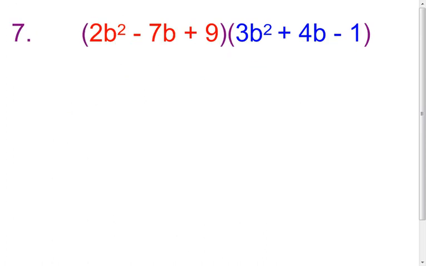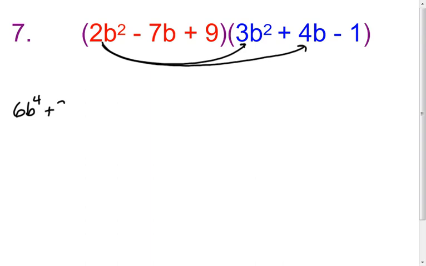All right, and lastly, again, same kind of concept here. I actually have two trinomials. I have two things that each have 3 terms in them, so they are each a trinomial. And you will follow the same rule. So I will take this 2b squared and distribute it through. So 2b squared times 3b squared is 6b to the 4th. Remember, you need to add your exponents. 2b squared times 4b, 2 times 4 is 8, and b squared times b is b cubed. 2b squared times negative 1 is negative 2b squared.